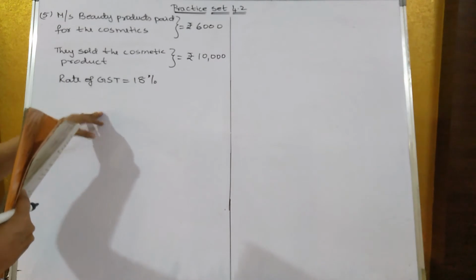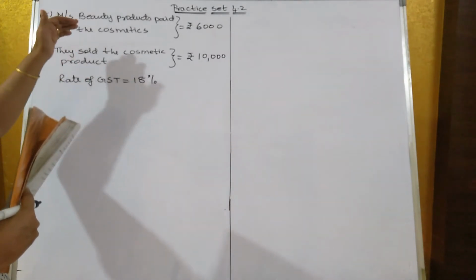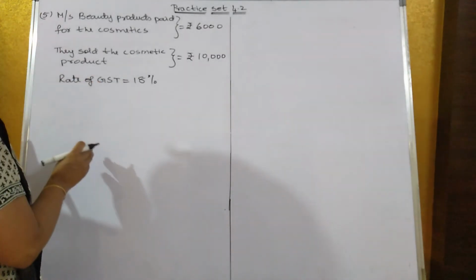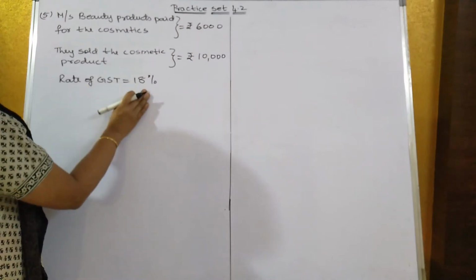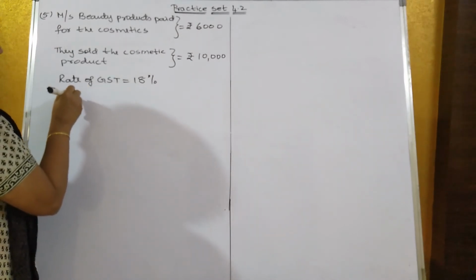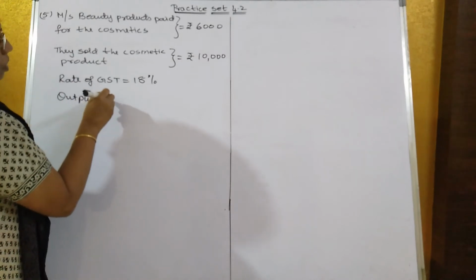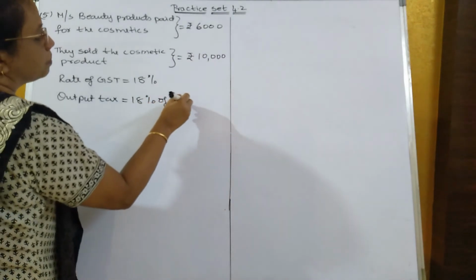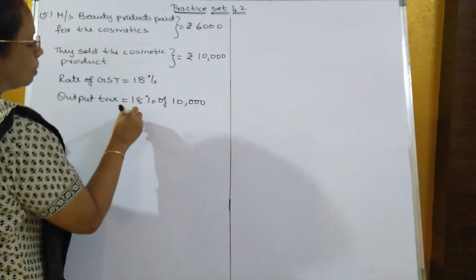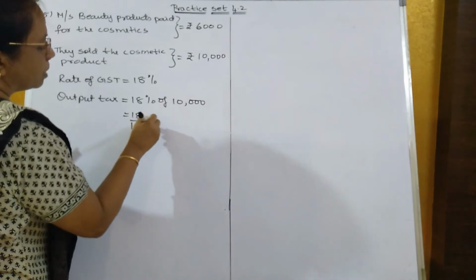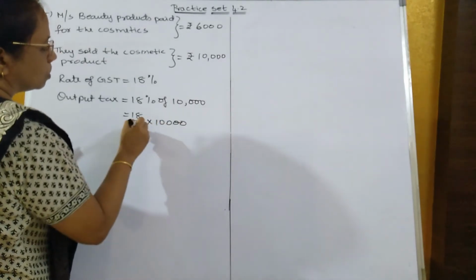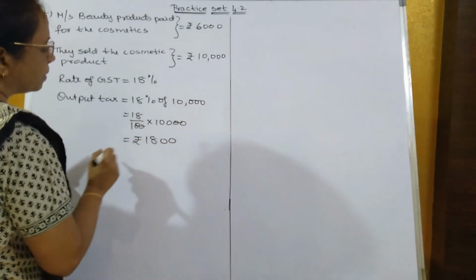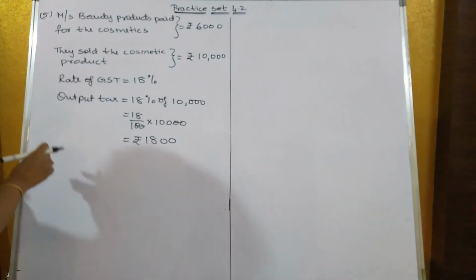Now they have not asked you to find out the tax invoice of each and every transaction. Only the last transaction when they sold it to the customer. And rate of GST is given 18%. So output tax is equal to how much? That is equal to 18% of 10,000. So that's equal to 18 upon 100 into 10,000. That's equal to rupees 1800. So the output tax, that is GST.